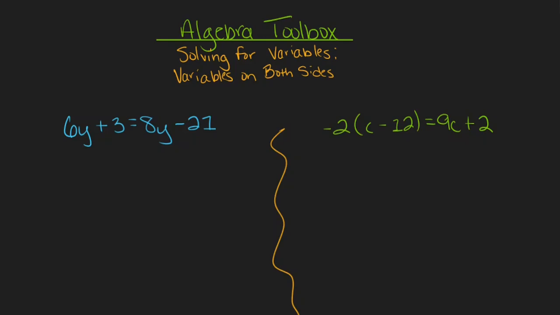We have 6y plus 3 equals 8y minus 21. The first thing that I see is that I have my variable y in two places in this equation. I have it on the left side with 6y, and I have it on the right side with 8y. I have two options for how to resolve this. I could get the 6y off of its side and move it toward the 8y, or I could reverse that direction and I could move the 8y toward the 6y. Either of these will work out just fine.